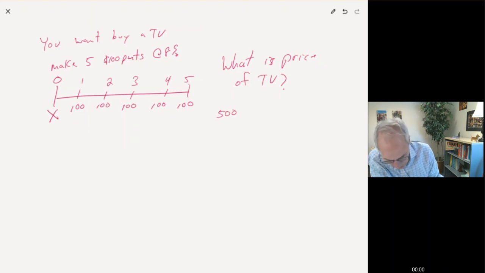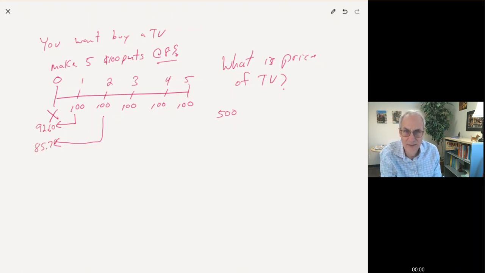Okay, so what we're going to do is bring all of these 100s back to today at 8%. So this one's going to be 92.60, this one's going to be 85.70, and how do we know that? Because if you just go back 3 minutes, those are the numbers we just calculated.